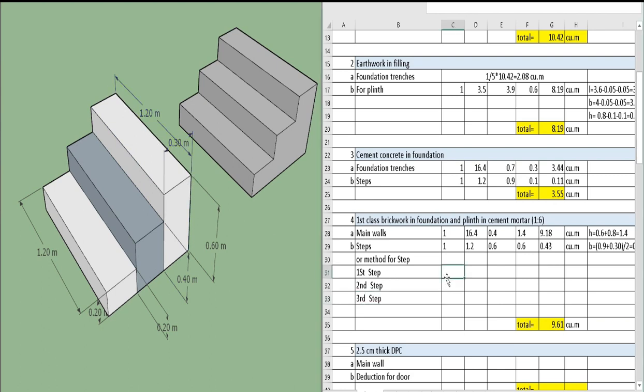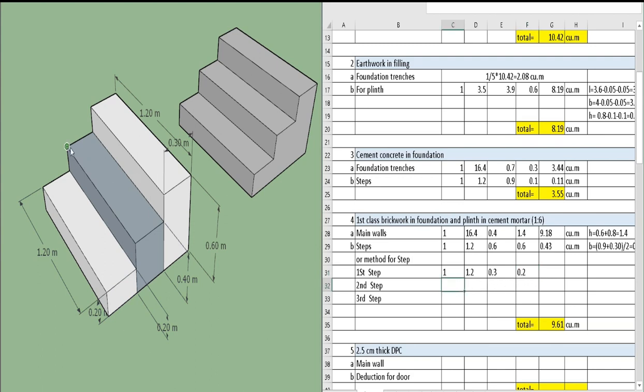Here we have numbers 1 and we can see that the length of this step is 1.2 meter. So I'll write as 1.2, and you can see that the breadth is this portion, that is 0.3 meter. So I can write 0.3 meter. And this step is only up to the 0.2 meter height. So I can easily write 0.2 meter.